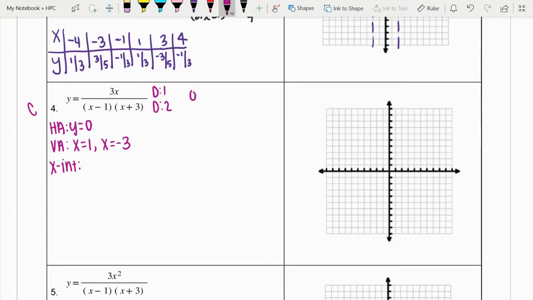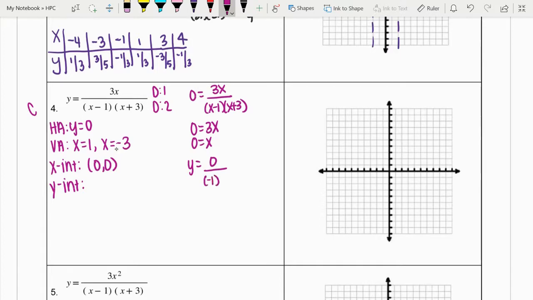Next, we can find our x-intercept. So y will be 0, so we have 3x over (x minus 1)(x plus 3). Multiply both sides by the denominator. 0 equals 3x, so 0 equals x. So my x-intercept will be (0, 0). My y-intercept will be y equals 3 times 0 is 0, all over negative 1 times 3. So my y-intercept will also be at (0, 0).